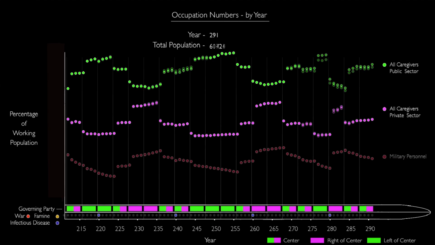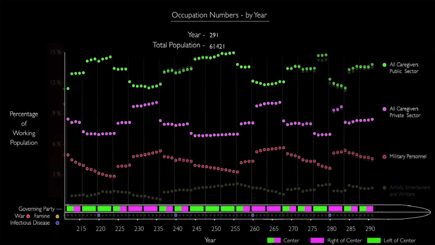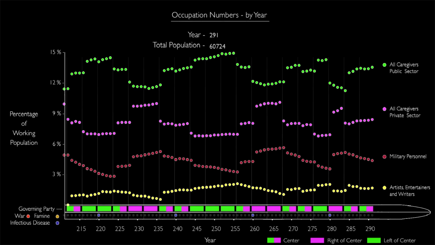And now we have the numbers for the manifestation of dominance. These are all the military personnel who work for the armed forces, which includes soldiers, military officers, generals, and all the admin staff. And finally, we see once again the numbers for those individuals who work in the creative industries, such as artists, entertainers, and writers, and that receive a large amount of government funding. This is an occupational group that manifests sensory awareness and social intelligence, and as expected, the same basic pattern can be seen.